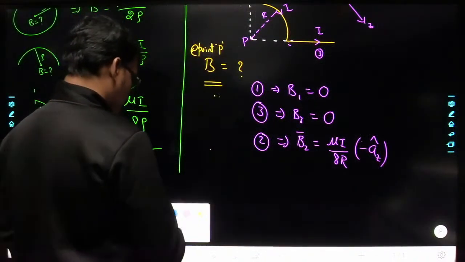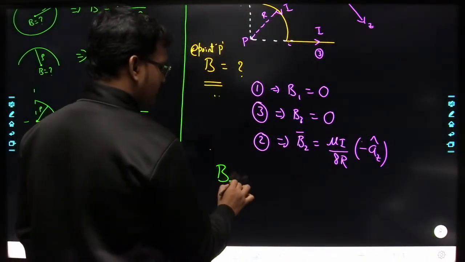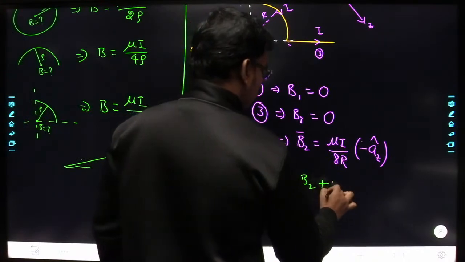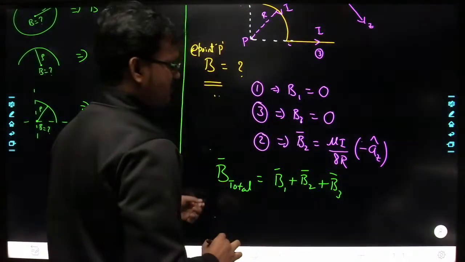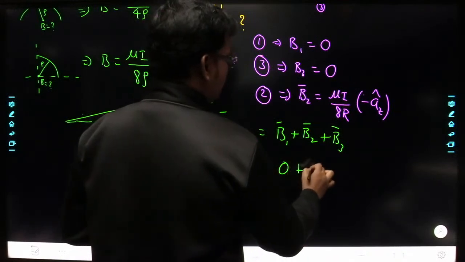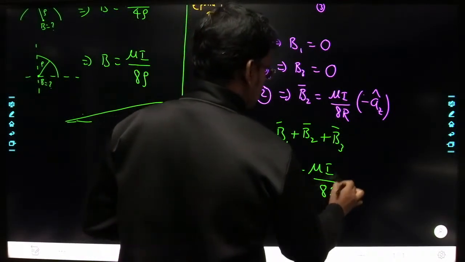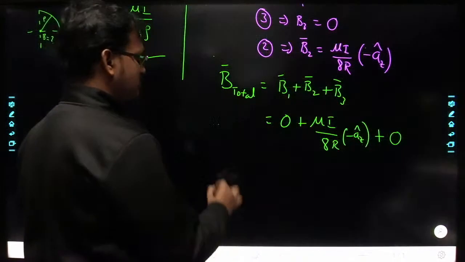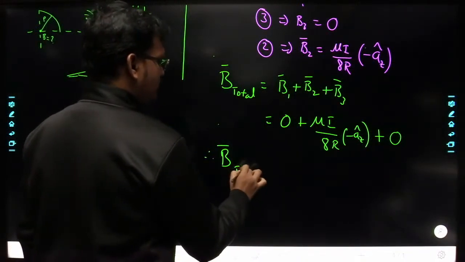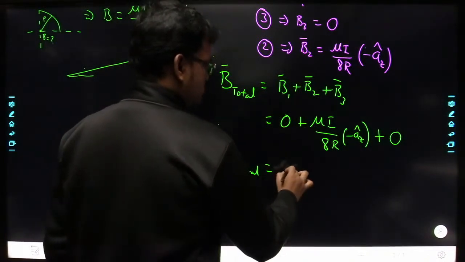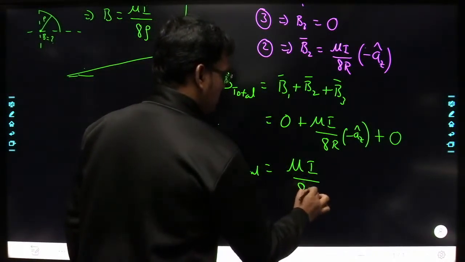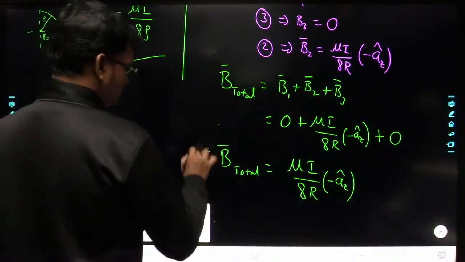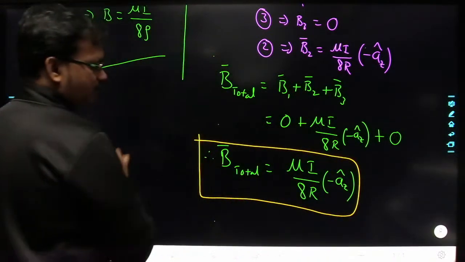Okay, so what is the total B field here? The total B field is equal to B1 plus B2 plus B3. Due to B1 it is 0, B2 it is mu I by 8R. So only for the first problem I am writing all these things here. From the next problem onwards you have to tell me the answer directly. Therefore the total B field is equal to mu I by 8R, minus z cap, right? So this is a very simple problem, right?